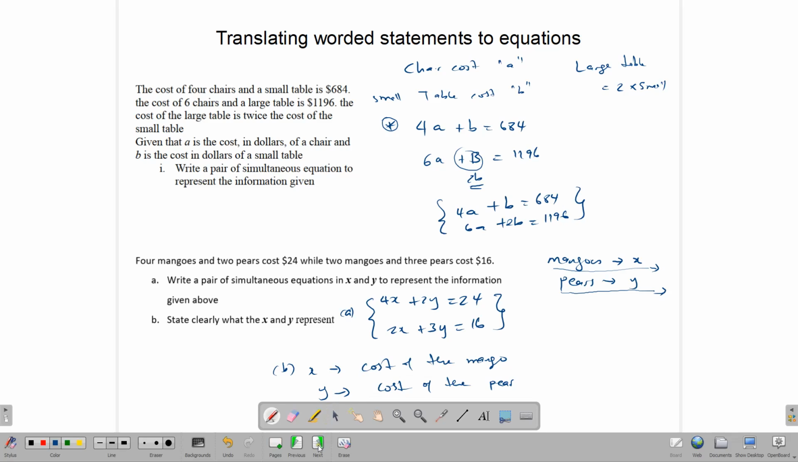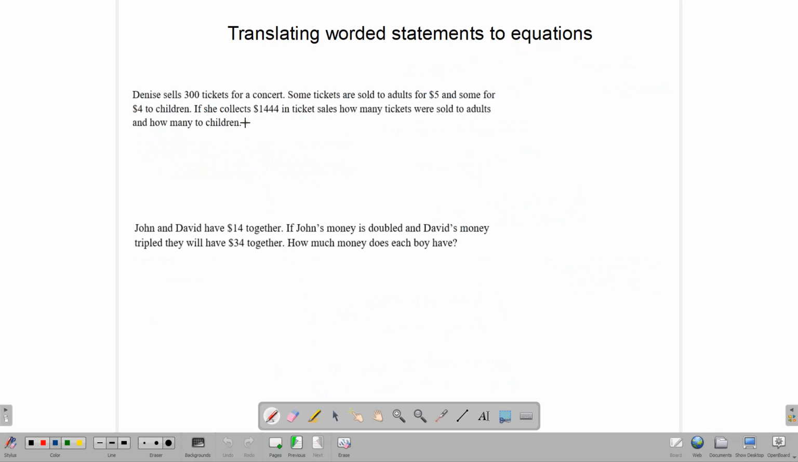All right. Here we look at 2 more examples. Denise sells 300 tickets for a concert. Some tickets are sold to adults for $5 and some to children for $4. So we have adult tickets and we have children tickets.